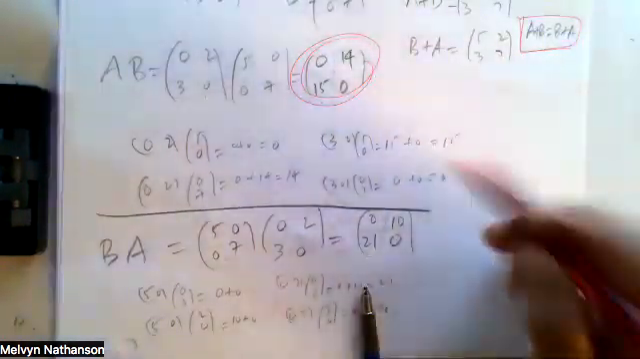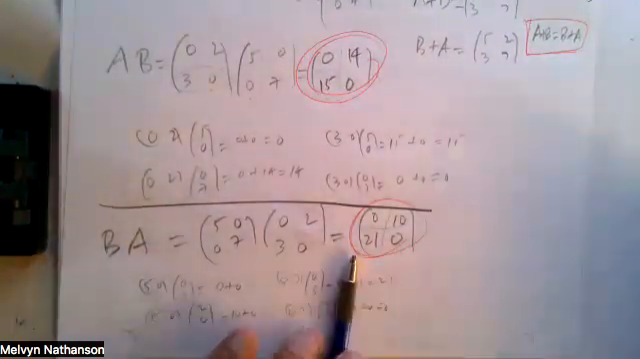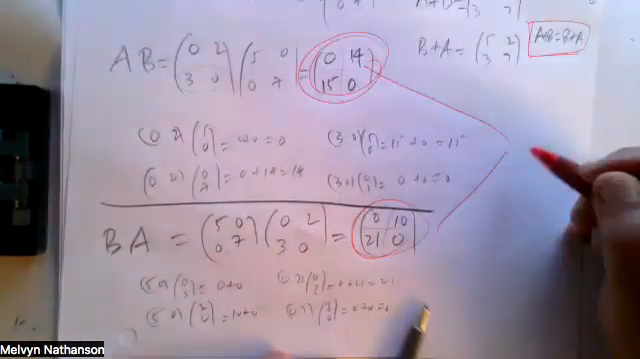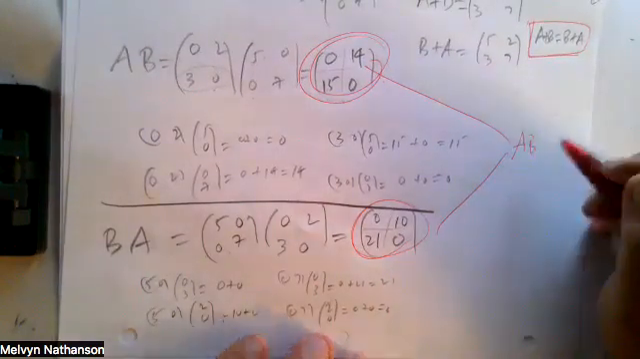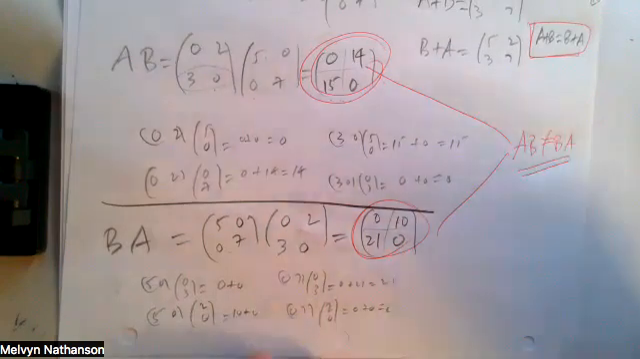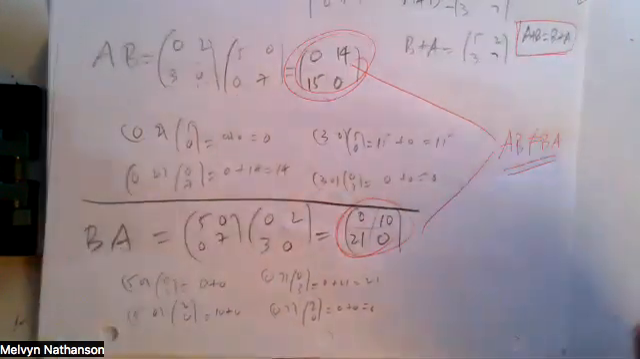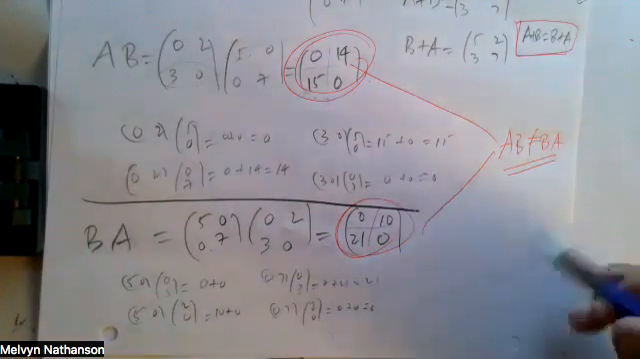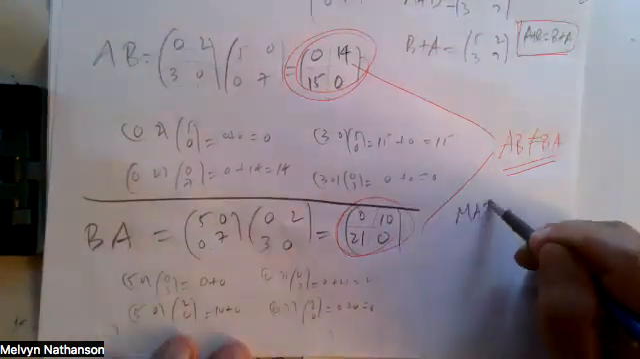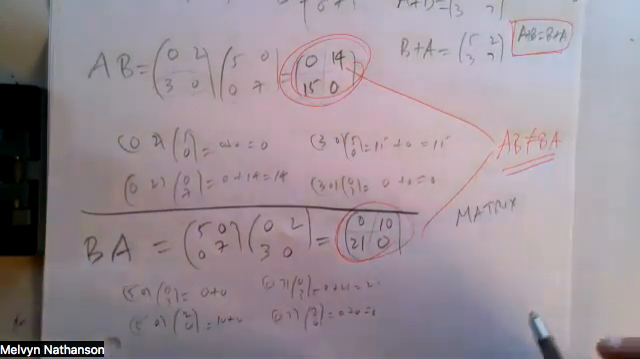So this is BA. This is AB. This is BA. And we notice something extremely important here, that AB in this case is not the same as BA. They're different. So I think when adding, they will be the same, but when multiplying, they will be different.